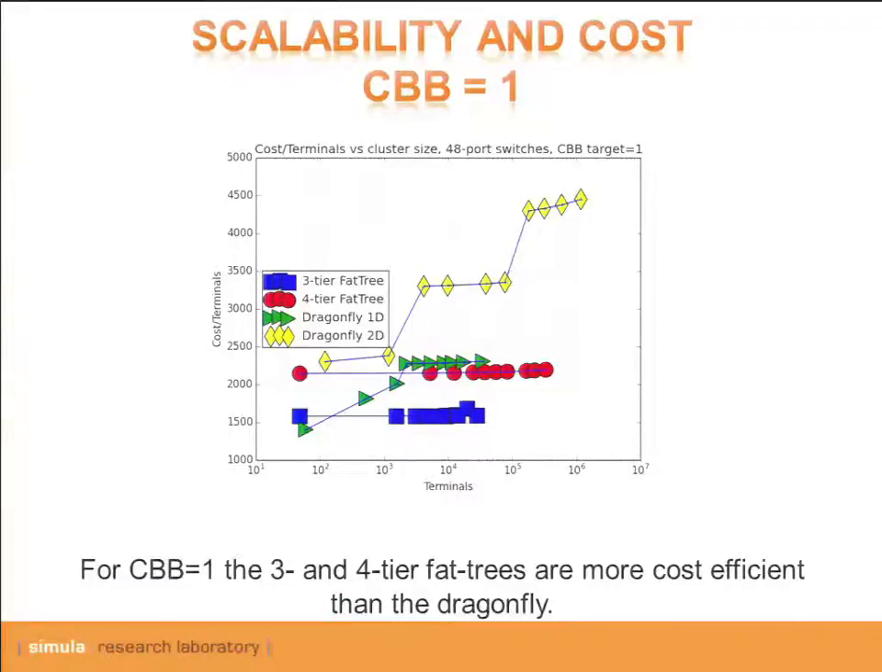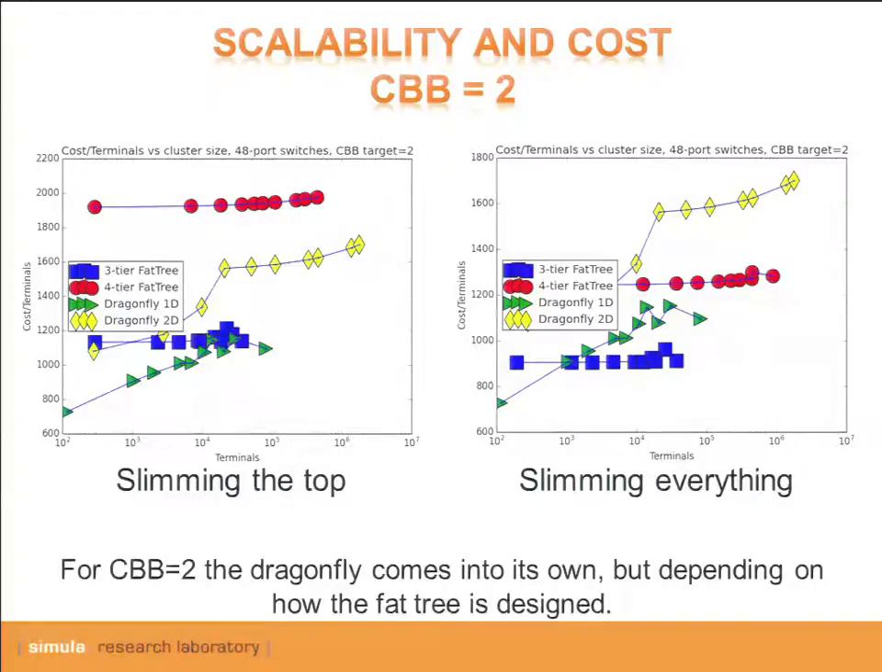Next, we get to the realm of the Dragonfly, CBB equals 2. This is the target the Dragonfly was designed for. And at this point, the Dragonfly for smaller topologies is now much cheaper than the factory, but for similar-sized large topologies, it's on par. It's not much above, it's not much below.